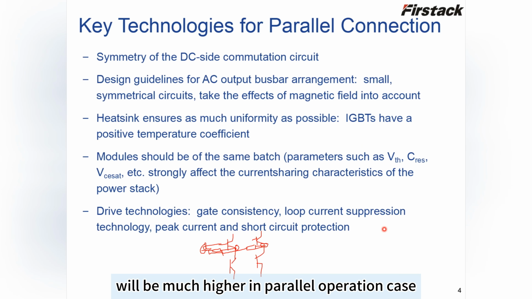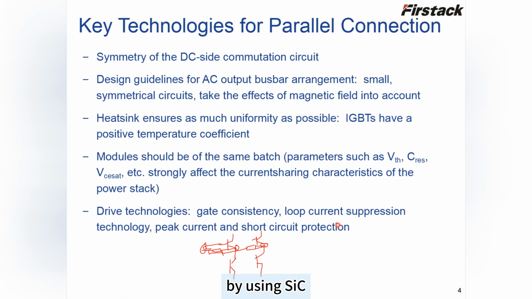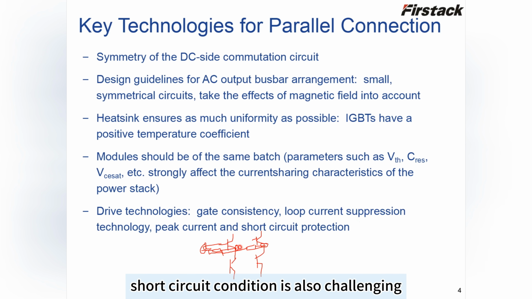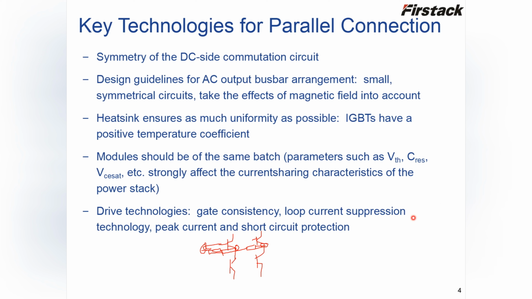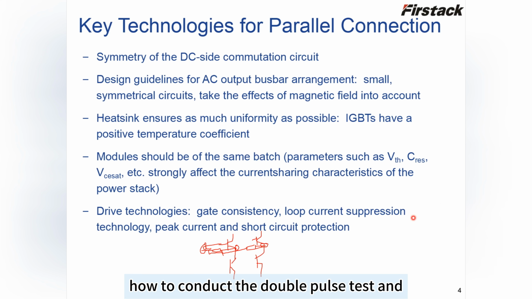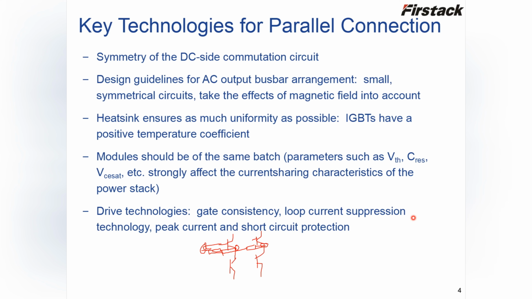Also, the current will be much higher in parallel operation case by using SiC. Such high current in like 1 microsecond can lead to strong EMI. How to protect the modules under short circuit condition is also challenging. So today we want to go deeper into how to design the power stack and the GDU for parallel operation. It is quite complex and a lot of details must be considered. I just introduce you to how to conduct the double pulse test and short circuit test first.